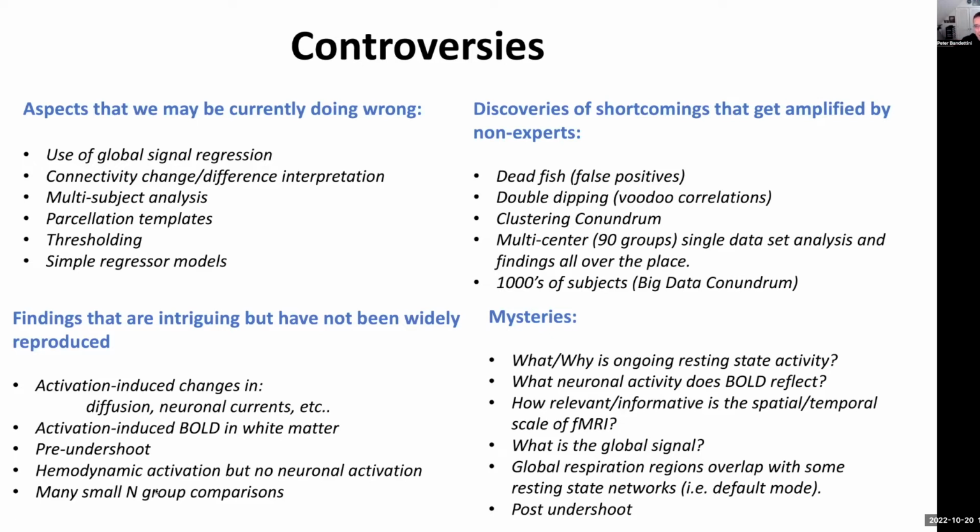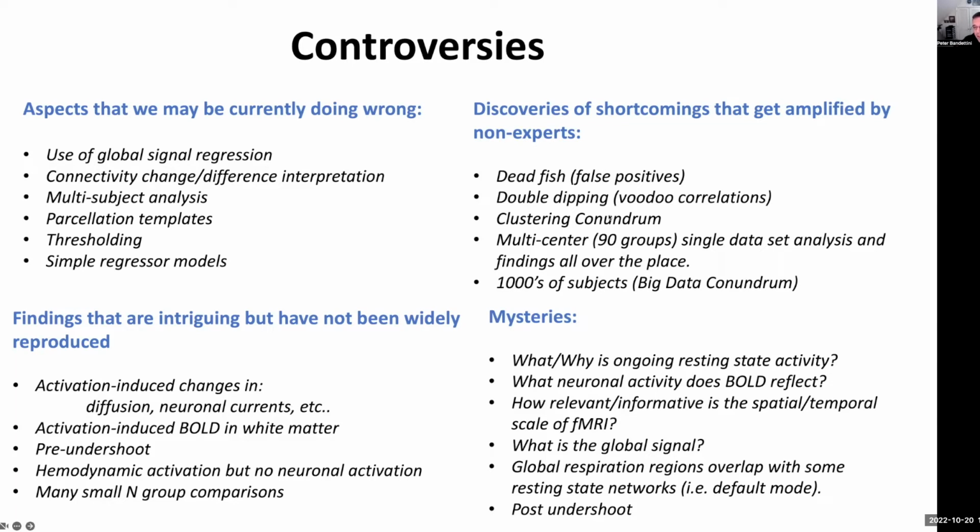data. So, discoveries or shortcomings that get amplified by non-experts. These are interesting because these are all things that all the experts in the field just read the paper or saw the abstract or whatever and said, yeah, okay, and next thing, whereas the popular press picked it up, or non-experts picked it up and said, oh my gosh, fMRI is horrible. So, the first one I think was the dead fish one, which was a simple study of false positives if you don't do Bonferroni correction.